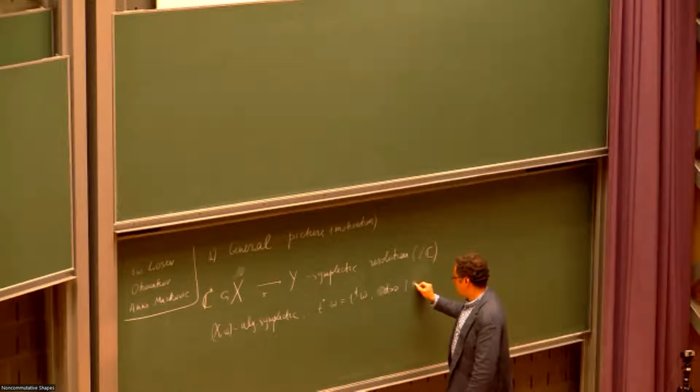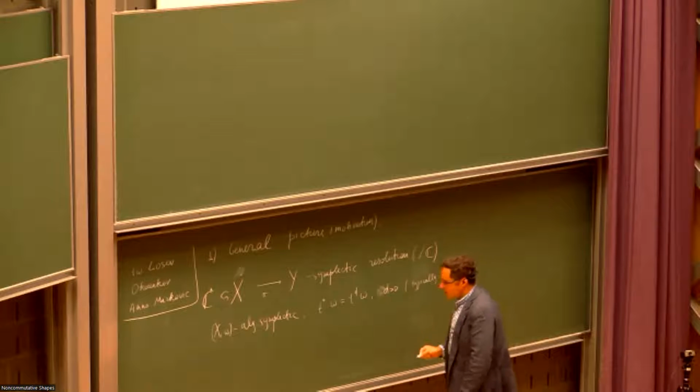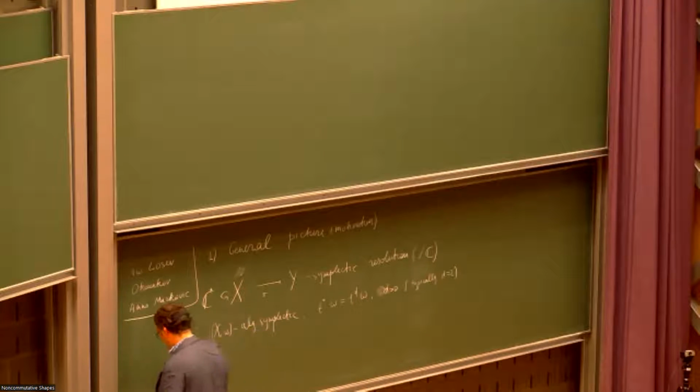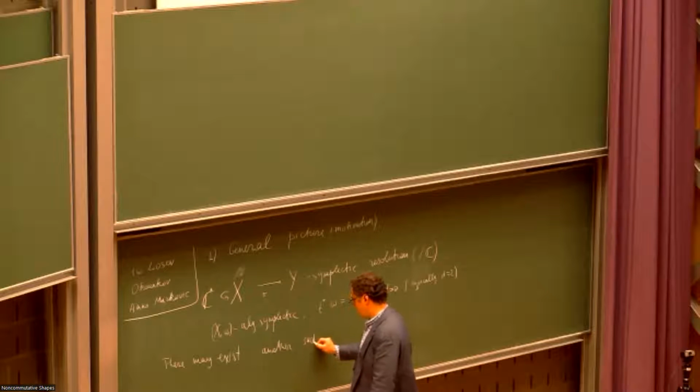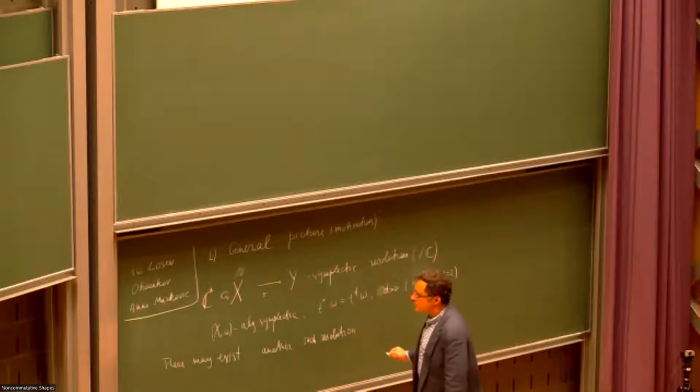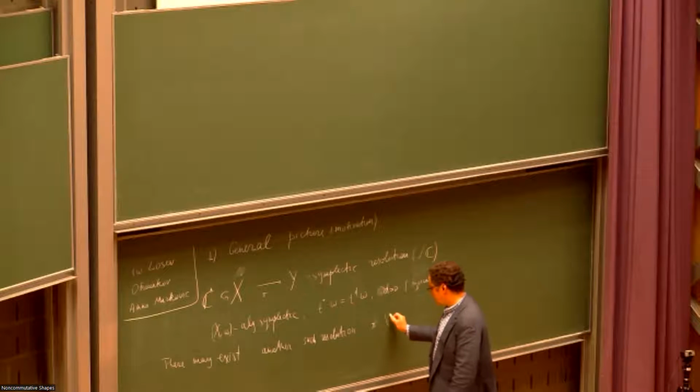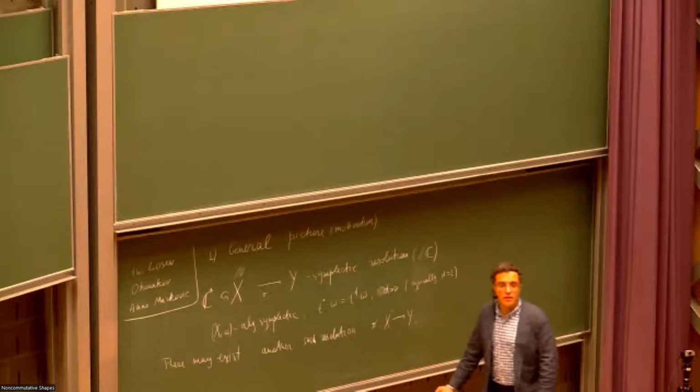And so typically, in most examples I know, d is equal to 2. There may exist another such resolution of the same Y, so pi prime from X prime to the same Y.